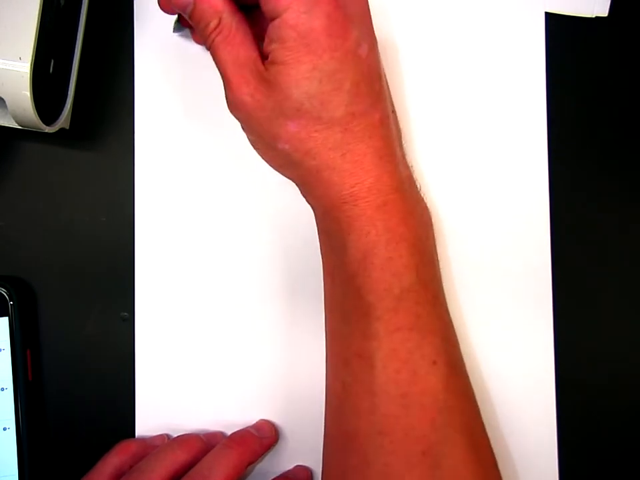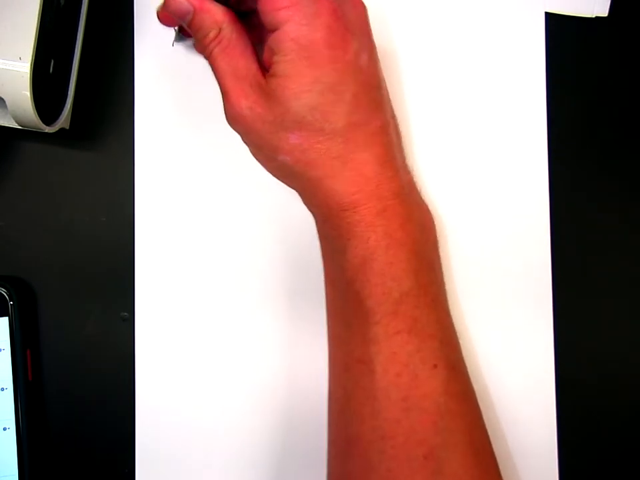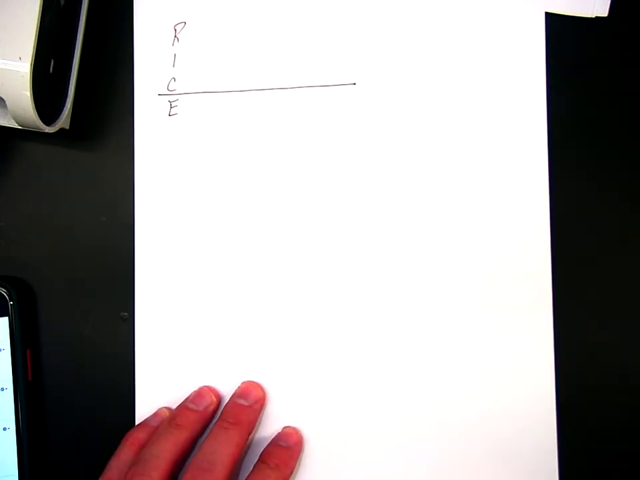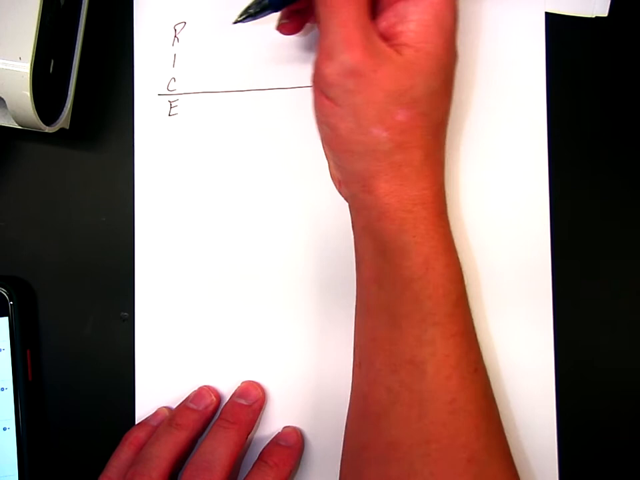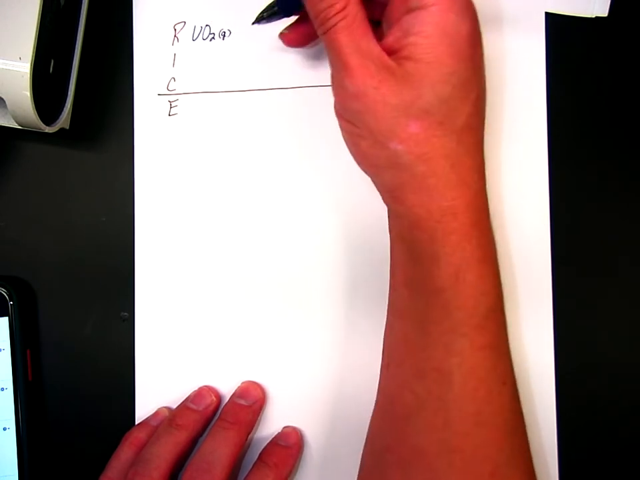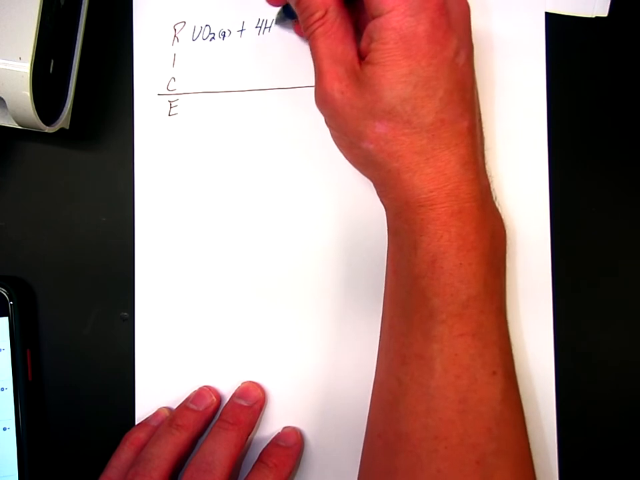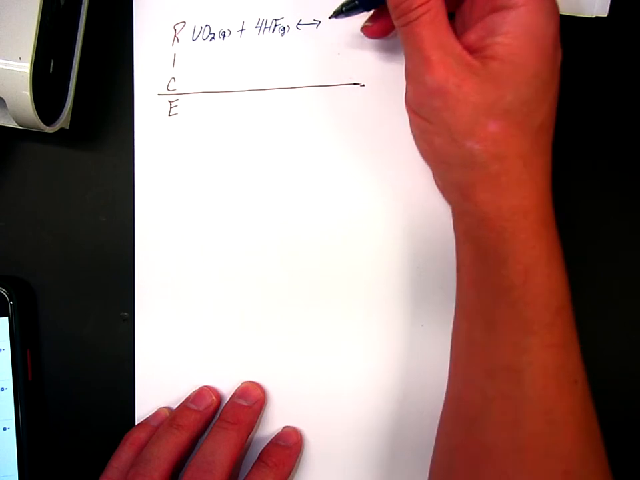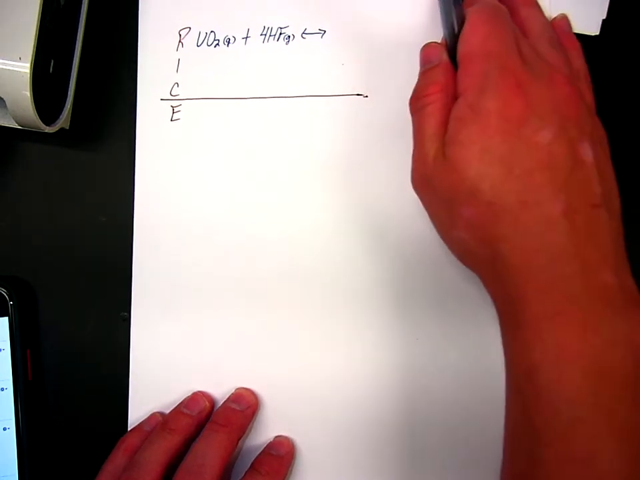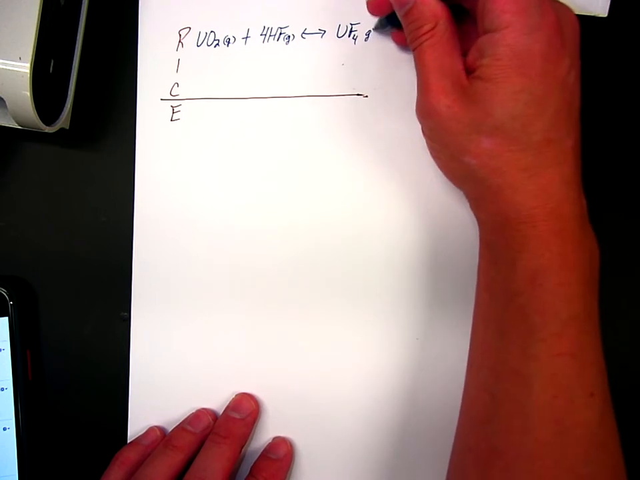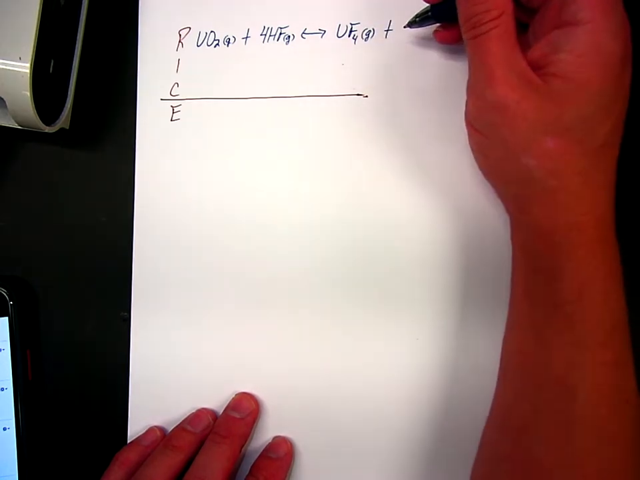Let's take a look at a rice table problem. We're going to look at the problem that goes: the reaction is UO2, gaseous, reacting with 4 HF, also gaseous, that will go into equilibrium with UF4 gaseous and water vapor.